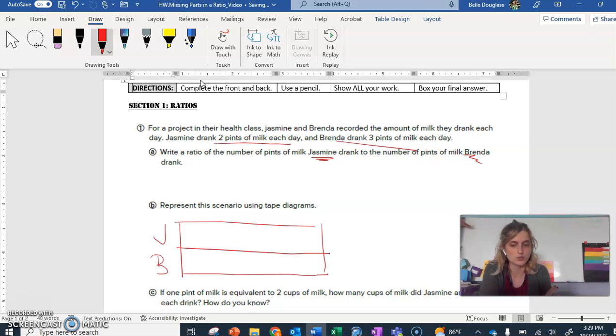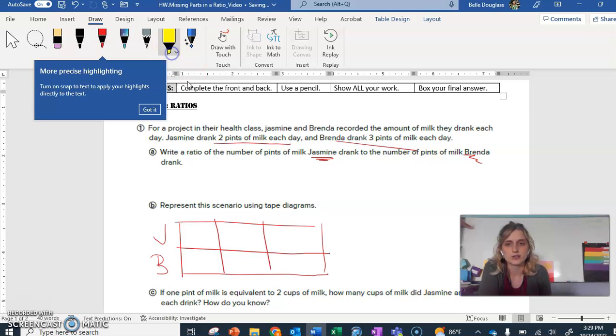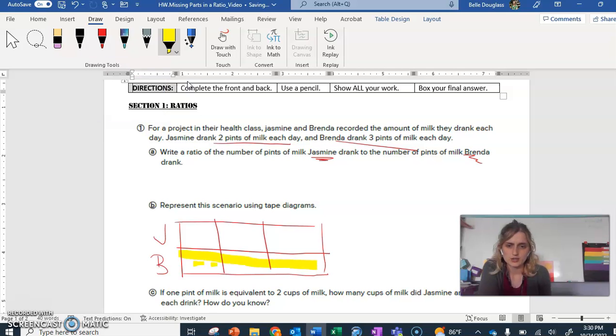It's whatever order you want when you're doing a tape diagram, but you have to label them with units, not with numbers. So then you'd say, okay, well, 3 is my largest number, so I need to have 3 for each. And then, I'll even use the highlighter tool. Brenda drank 3 pints of milk each day, so you'd highlight 3 sections for Brenda and 2 for Jasmine. And that's it. That's your tape diagram.